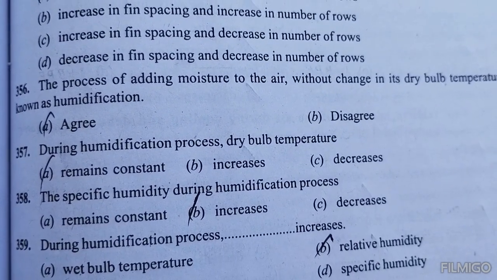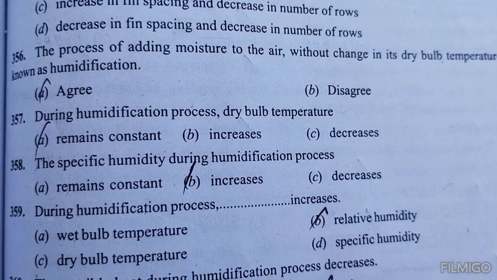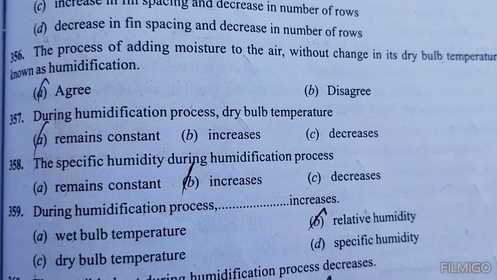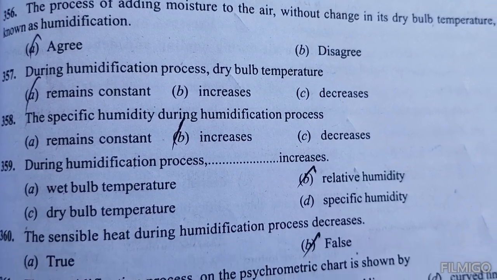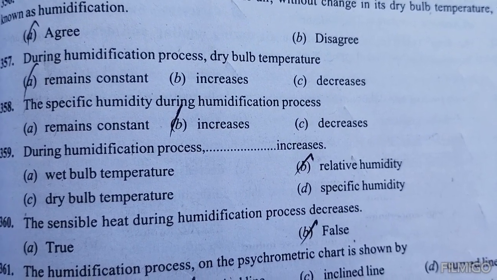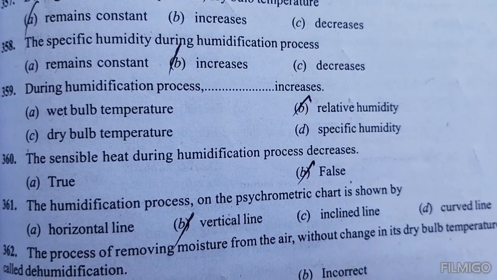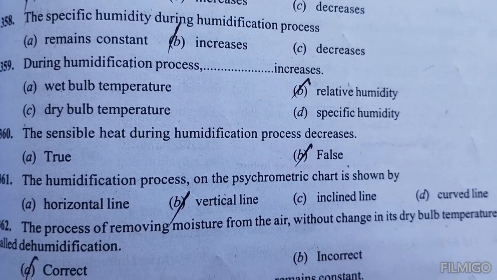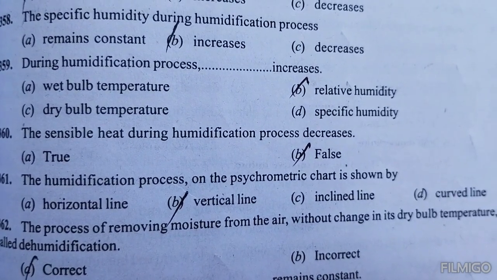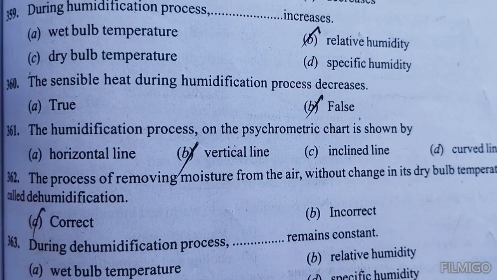Agree. During humidification process, dry bulb temperature remains constant. The specific humidity during humidification process increases. During humidification process, relative humidity increases. The sensible heat during humidification process decreases: false. The humidification process on the psychrometric chart is a vertical line.